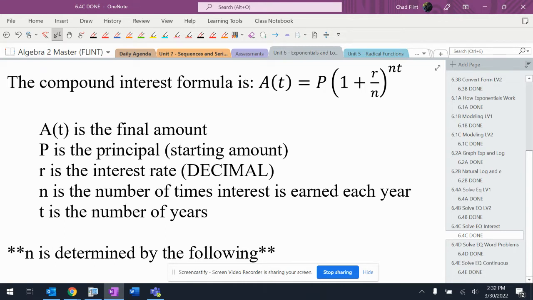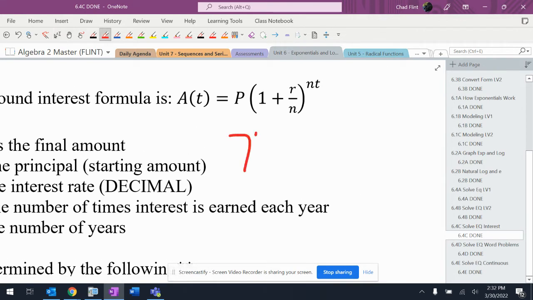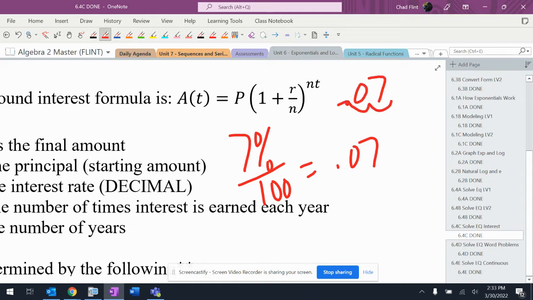All right, it needs to be a decimal every single time, no percents. All right, n is the number of times you get interest each year. We'll talk about that in a second. And then t is the number of years. All right. So now one thing, 7%, any percent. You take the number and divide it by 100 and it gives you 0.07. All right. Or you move the decimal 2 places to the left. All right. We have to know how to change percents into decimals.